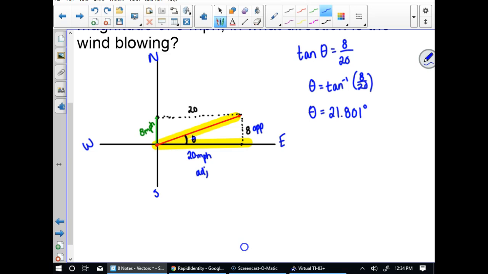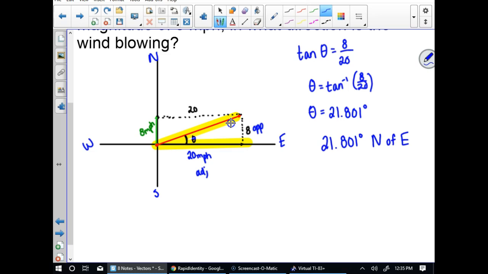So that means in this particular case, east is going to be our main direction. So we would say in this particular case, 21.801 degrees north of east. Whichever is your main direction, whichever one the angle actually touches, that goes last. So north of east. So east is your main direction. You're going 21.801 degrees to the north of that.